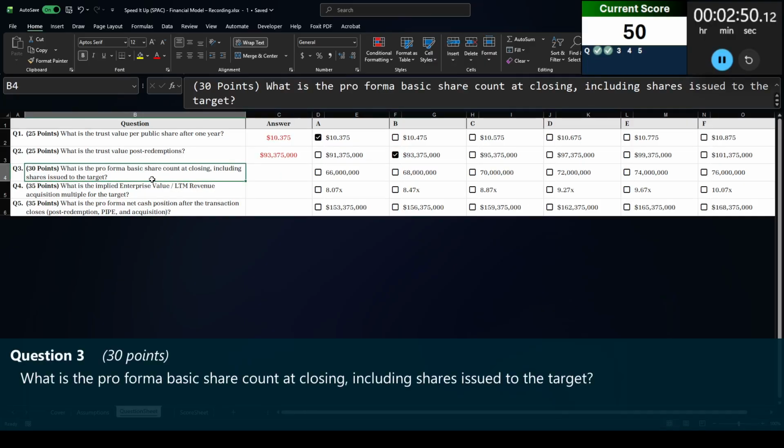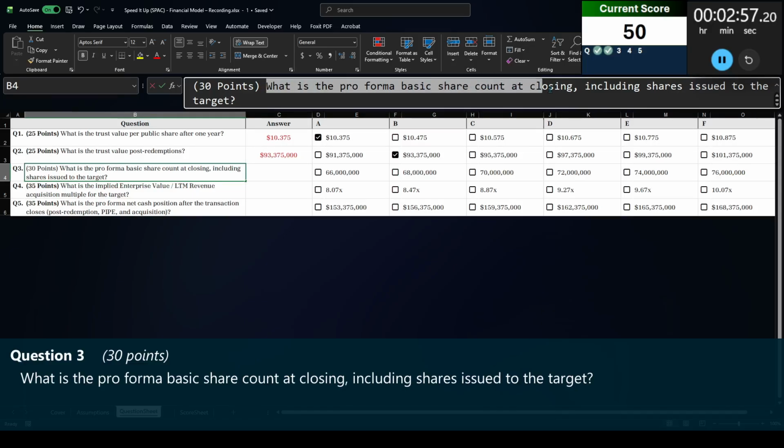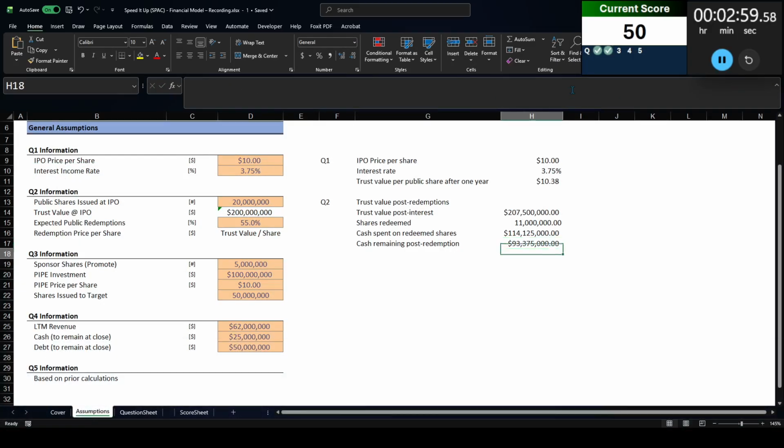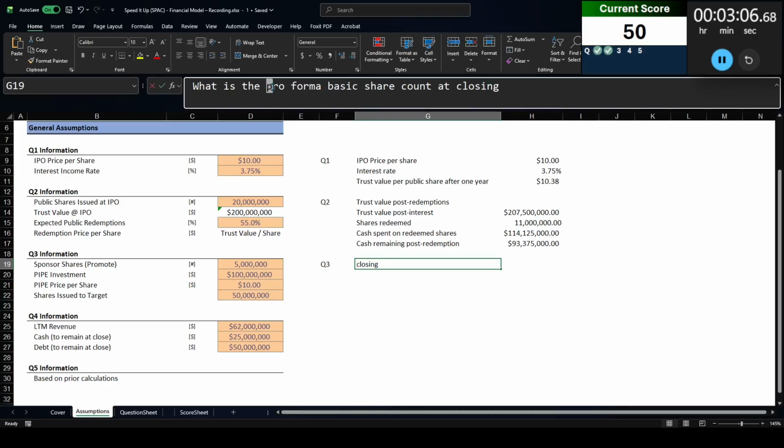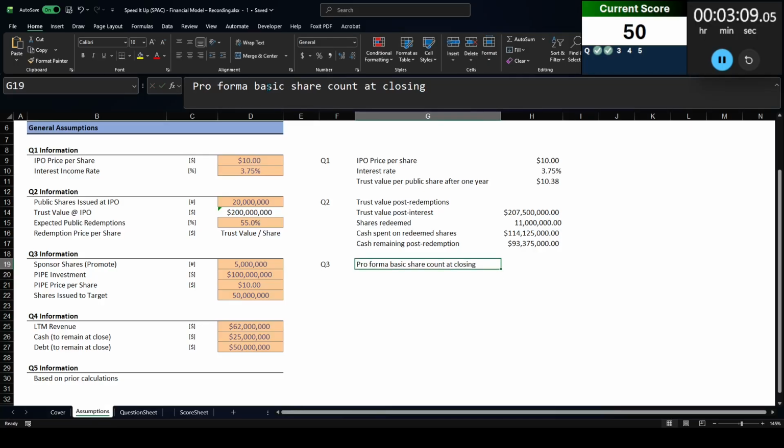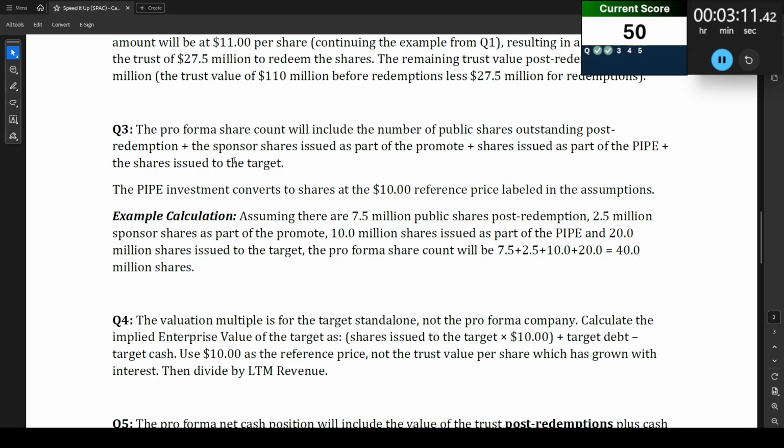Question 3. What is the pro forma basic share count at closing, including shares issued to the target? All right, pro forma basic share count at closing. Let's copy that. And let's see what the instructions are for this one. Back to the instructions. The pro forma share count will include the number of public shares outstanding post-redemption, plus the sponsor shares issued as part of the promote, plus shares issued as part of the PIPE, plus the shares issued to the target. All right, public shares.